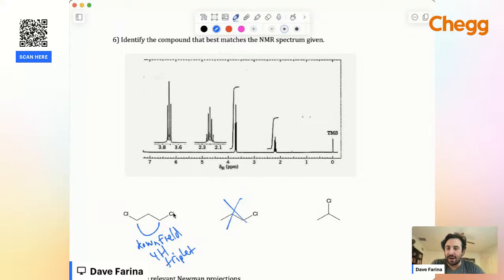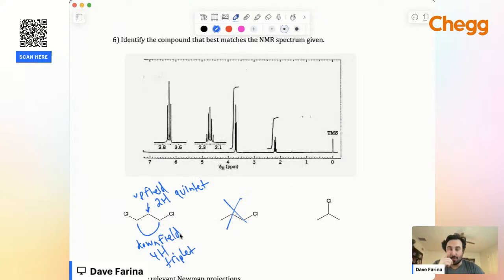If this chlorine weren't there, or it was something else like a fluorine, then it wouldn't be chemically equivalent anymore. We'd have 3 peaks. But this is symmetrical. So we've got a downfield 4H triplet, and then we've got an upfield 2H multiplet, and we'll call it a quintet, right? Because these 2 protons each see 1, 2, 3, 4 next door.